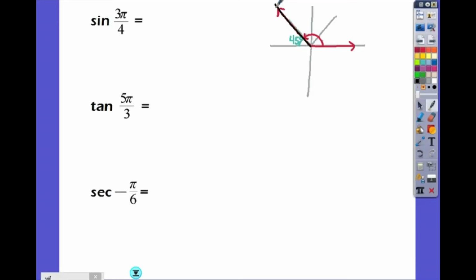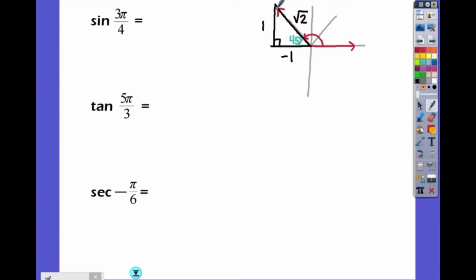I've got a hypotenuse on the terminal side. I'm going to use that x-axis as another side. Make a nice right triangle out of that. 45, 45, 90. 1, 1, square root of 2. Which ones are negative? In the second quadrant, just the x value is negative, y is positive. There we go. So, you know, it's not all that hard.